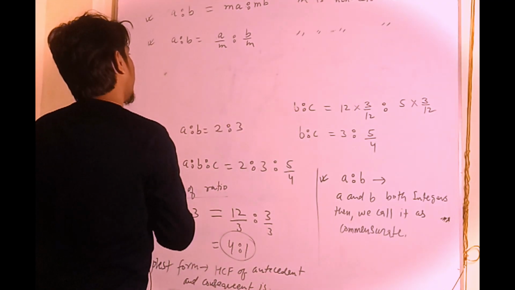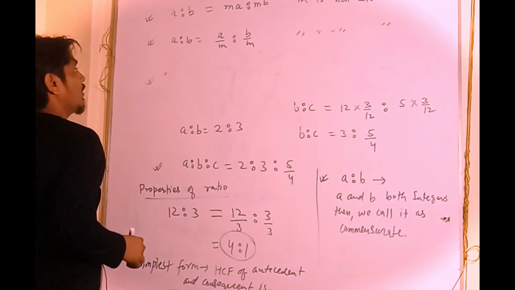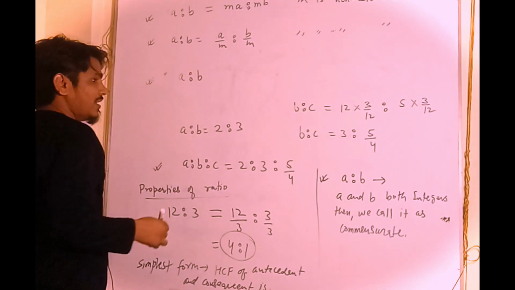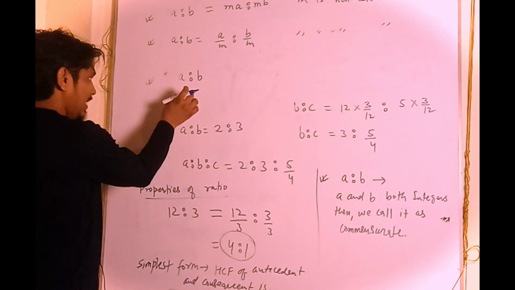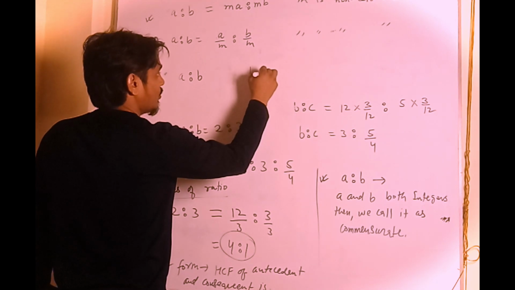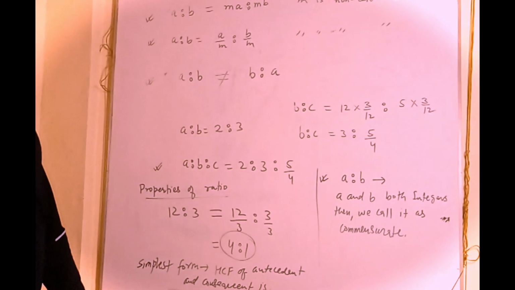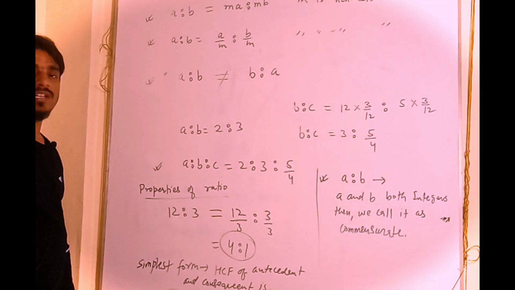Now one more thing we should remember: if we are given the ratio A to B, meaning two quantities, then the ratio A to B and the ratio B to A are not the same thing. These two are completely different.